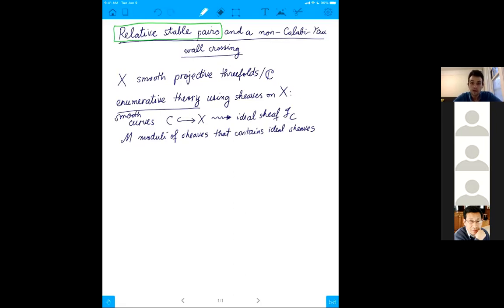And then when you say moduli of sheaves, on what? On C or on X or on moduli? So this will be moduli of coherent sheaves on X. On X, okay. Yes, that contain all these ideal sheaves I_C for C. And is that a sheaf on C, or a sheaf on X? The ideal sheaf I_C is a sheaf on X. So this is the ideal sheaf in X. Okay, thank you.